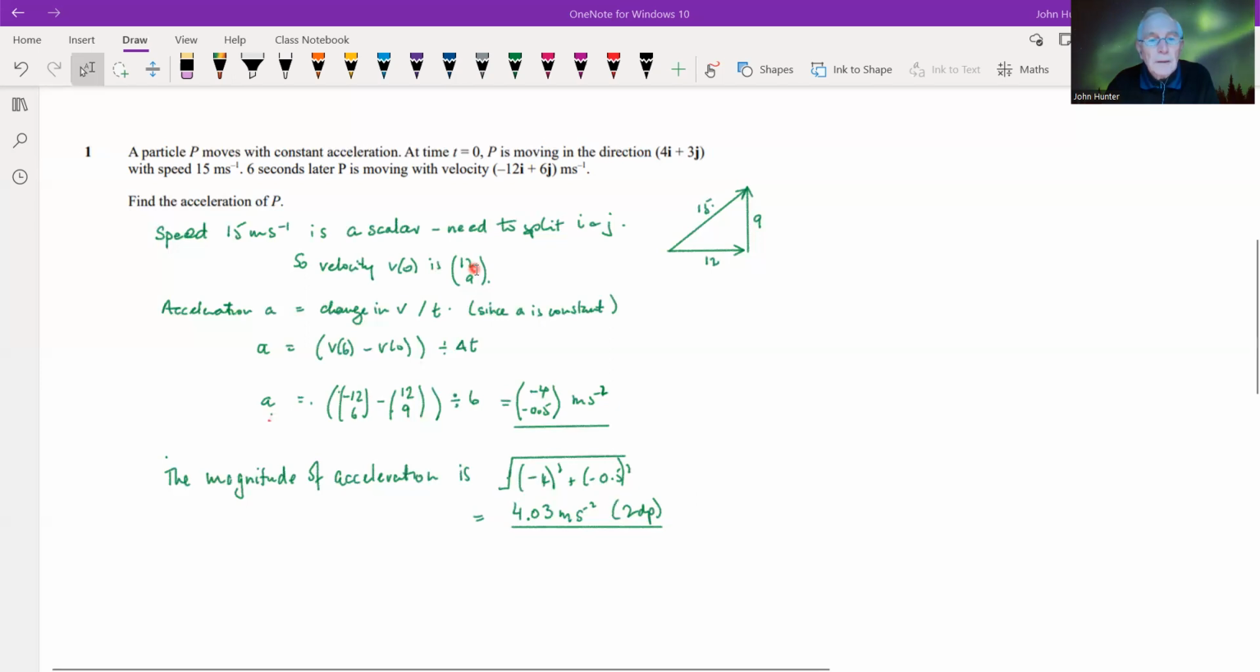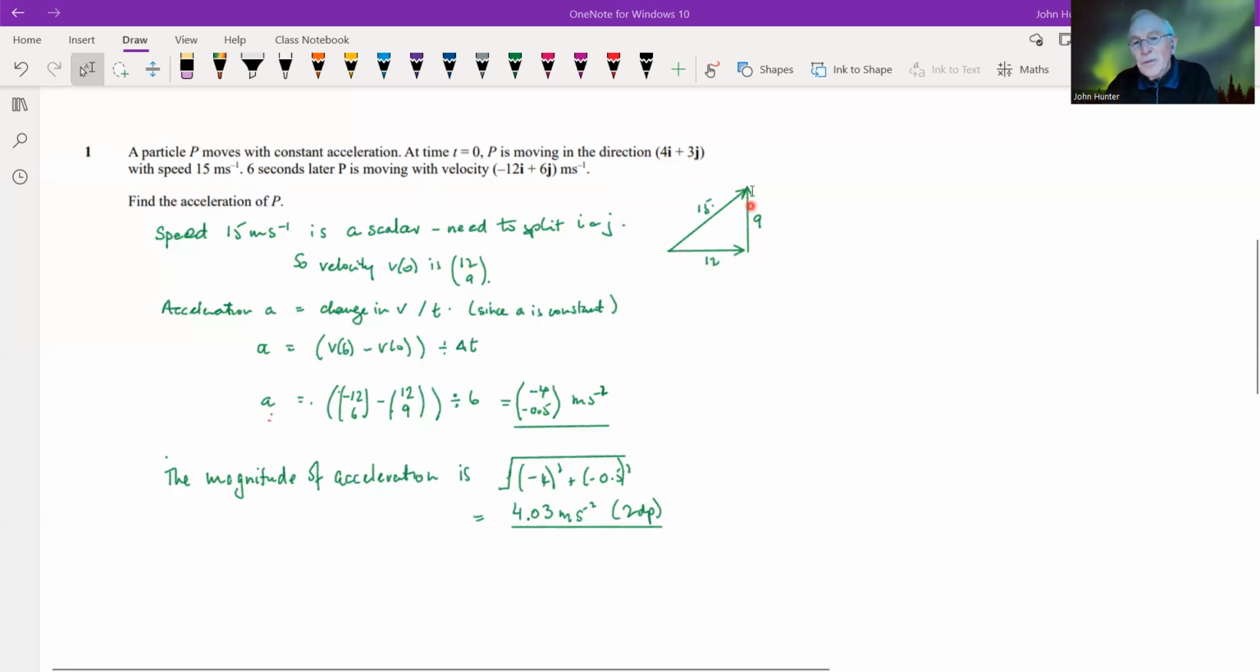Okay, so this speed of 15 is a scalar. We need to split it into I and J. Well, this is in the direction 4I 3J. So if it's in the direction 4I 3J, it is also in the direction 12I 9J.